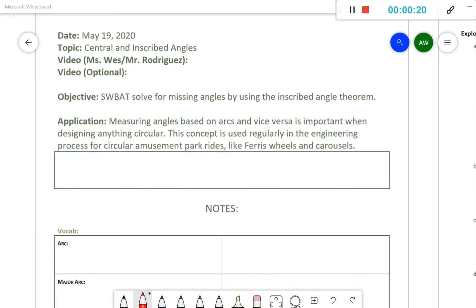So our objective for today is that students will be able to solve for missing angles by using the inscribed angle theorem. And that's the big thing we're going to talk about today. You'll see what that is in just a couple of minutes.